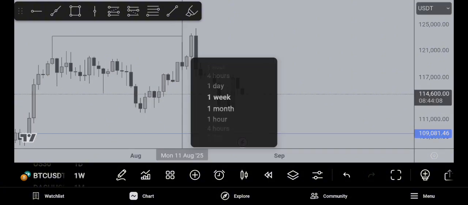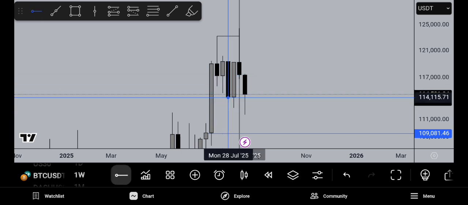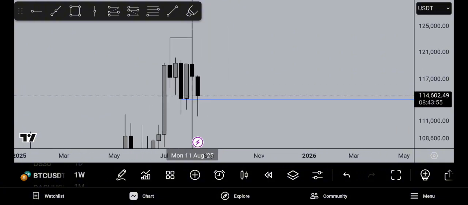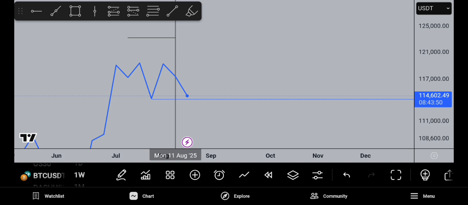And where's my next weekly support? It is here. If you go to your line chart, you see it clearly. Let me remove this one here. Look at it there, the V shape. This is my next weekly support. Now moving on.